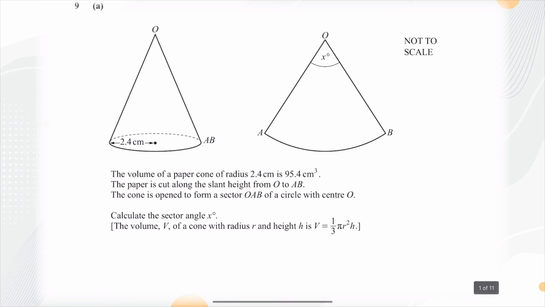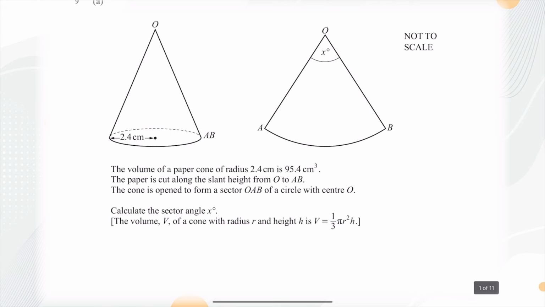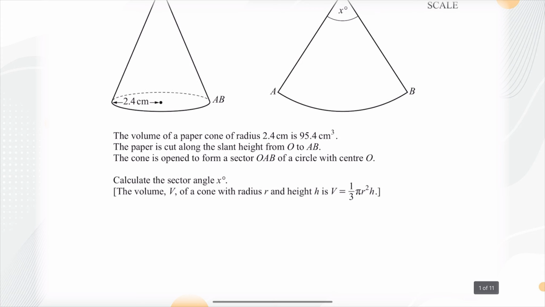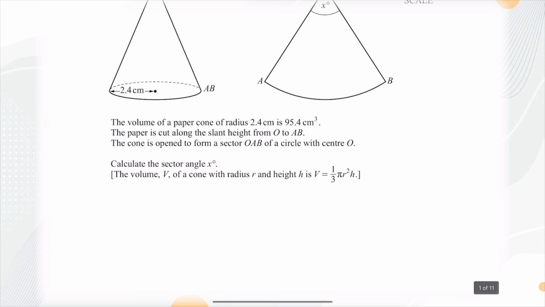It says the volume of a paper cone of radius 2.4 centimeter is 95.4 centimeter cube. Okay, so with the help of that, if you think about it, we can find out the height of the cone. Okay, now let's see if that is even necessary or something like that. Okay, let's first see how many marks this is. It's a 6-mark question, so that means there's a decent amount of working that's required before we can get our final answer. The cone is opened to form a sector OAB of a circle center O. Calculate the sector angle x degrees.